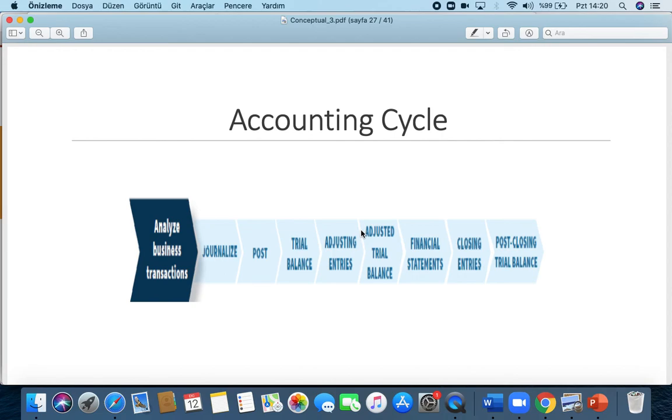In this course, after finishing the accounting equation concept, you are going to start with journalizing the records or accounting transactions. Then you're going to prepare the trial balances. You're going to prepare the adjusting entries. Then you are going to prepare the adjusted trial balance. Then you're going to prepare the financial statements. You will make the closing entries, and you will end up with the post-closing trial balance.